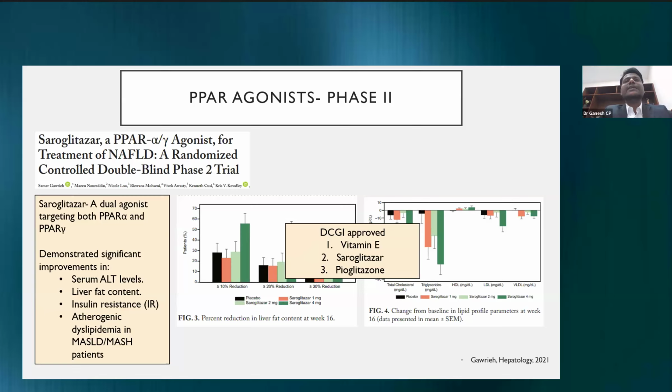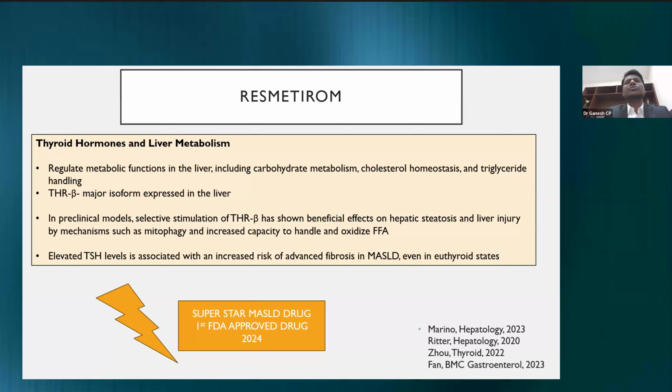So 3 drugs currently which are approved by the Drug Control General of India are vitamin E, saroglitazone and pioglitazone. These are the only 3 drugs which are approved by the Indian Drug Control Program: vitamin E, saroglitazone, and pioglitazone. As we all know, pioglitazone is not being widely used because of its black box warning of prostate cancer, and it can't be used in patients without diabetes also.